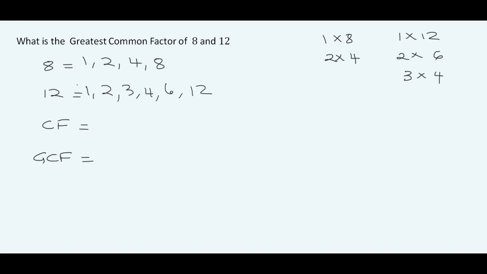So our common factors, we can see 1 for both. We have 2 for both. And then we have 4. It appears in both. So now we have our common factors as 1, 2, and 4. And of these three numbers, the greatest is 4. So the greatest common factor of 8 and 12 is 4.